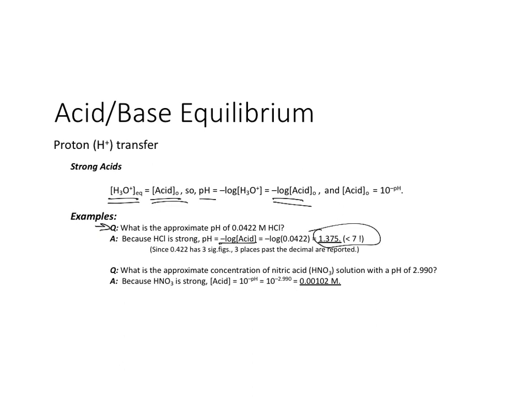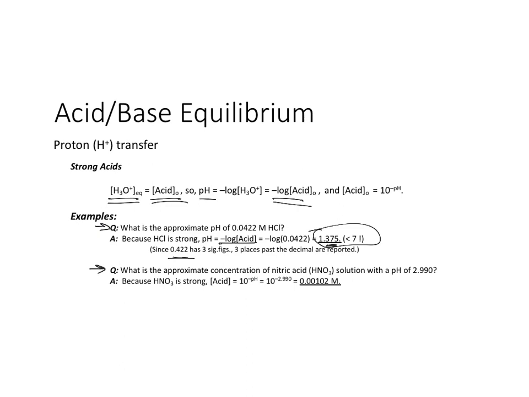Now, I have to say one other thing from a mathematical standpoint. Notice that 0.422 has 3 significant figures, so I get to report 3 places past the decimal. That's how logarithmic math works with regards to significant figures.